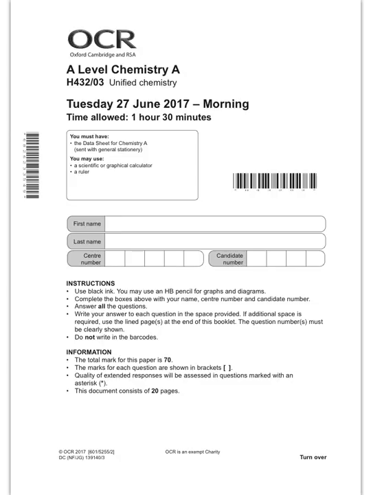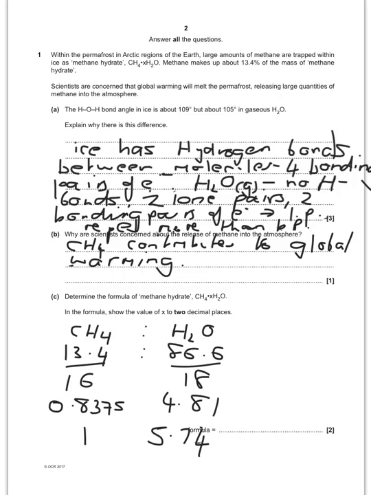Right, so let's have a go at Unified Chemistry, the final paper in the June 2017 series. Okay, so slightly odd starter, but not too difficult once you get into it. So it's talking about some information about permafrost in the Arctic regions of the Earth. Quite interesting, but obviously you don't want to get too bogged down in that.